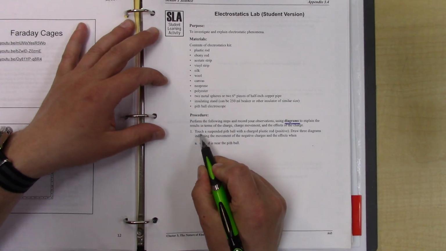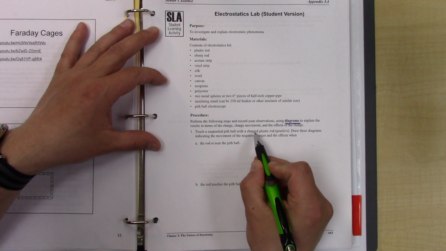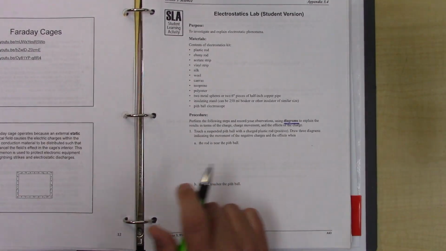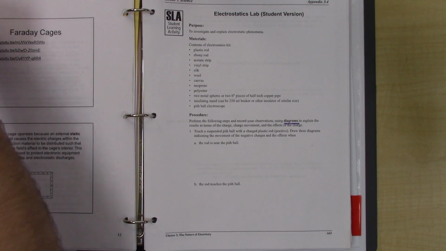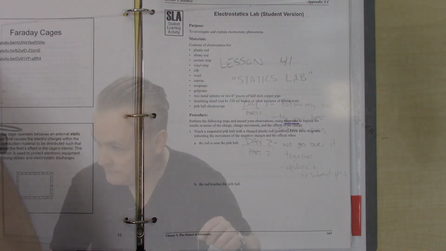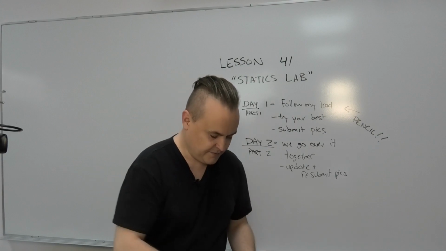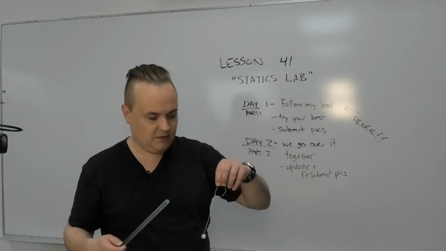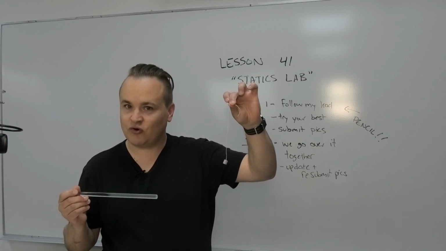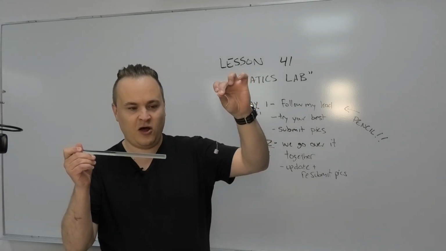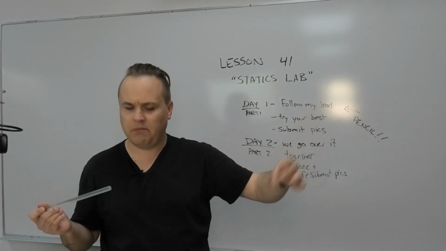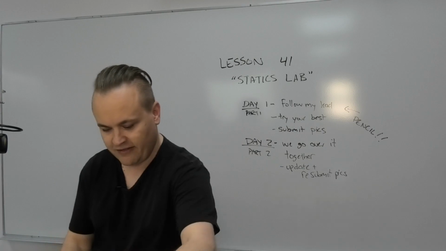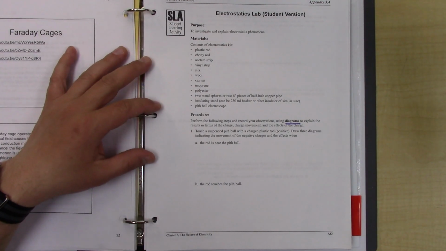So touch a suspended pith ball with a charged positive rod. Touch it to the pith ball. So what they're saying is, in theory, take a positive rod and touch it to the pith ball. What's going to happen? I won't show you today, but I'll draw it for you. Positive rod touches the pith ball. What would happen? Let's draw from an electrostatic perspective. Let's draw that.